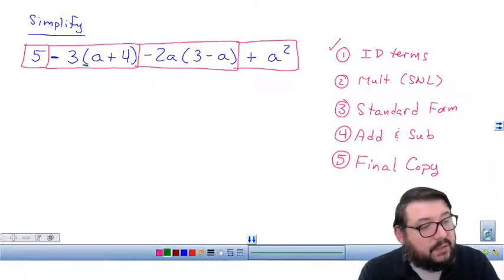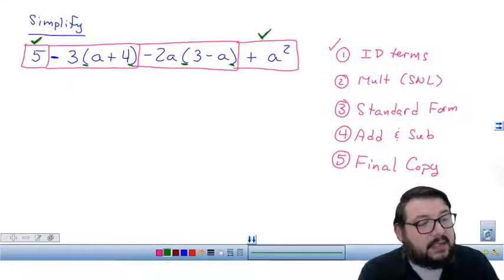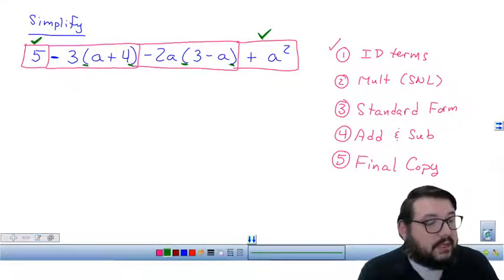So here's a term with parentheses, and here's a term with parentheses. These two outside terms don't have any, so this one's actually going to be okay till the next step, and this one will be okay till the next step. So let's go ahead and do our multiplications on these.